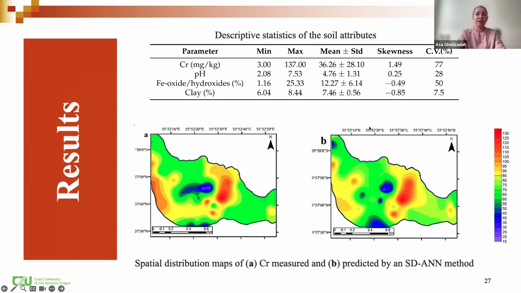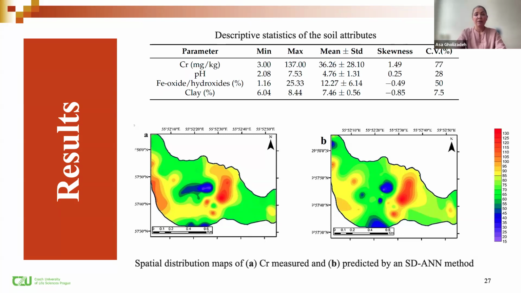Here you can see that the chromium concentration ranged between 3 and 137 milligram per kilogram, with a mean of about 36 milligram per kilogram, which is very high considering the WHO recommended safe limits. And then, according to the outputs of the laboratory reflectance spectroscopy, on the left side you can see the spatial distribution of chromium measured in the lab, and on the right side you can see the predicted one.